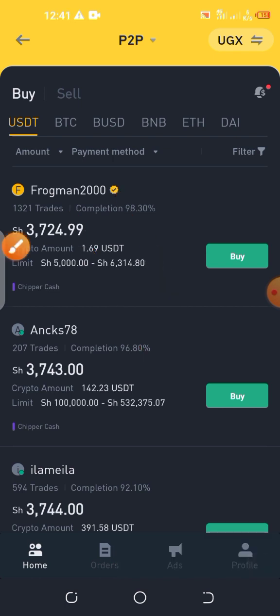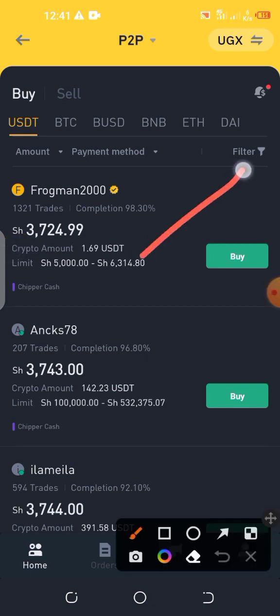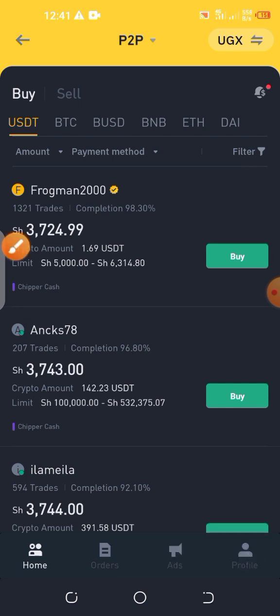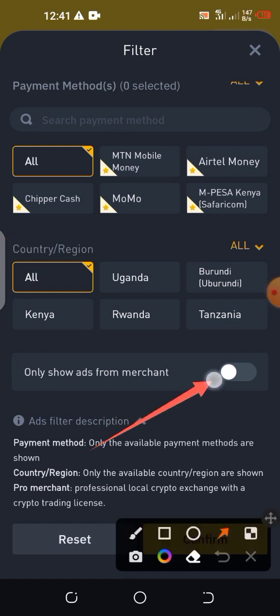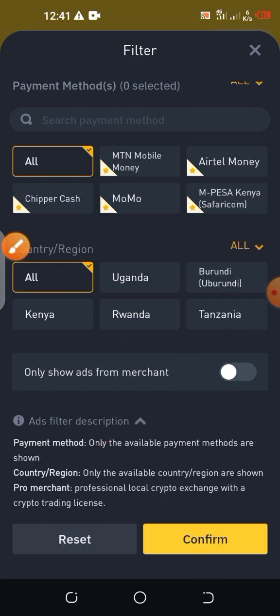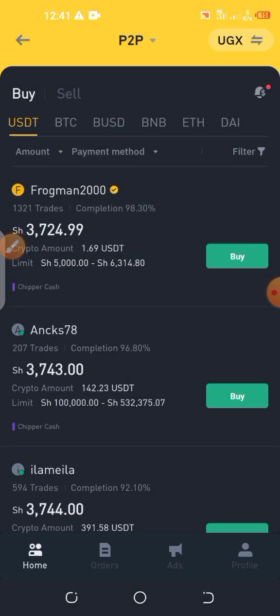If you're new to Binance and you're a beginner, I would advise you to always check out here on filter. Then you come all the way to this part here: only show ads from merchants. So here we'll be able to see the prices listed for USDT, but only from verified merchants on Binance, so that you can reduce the risk of being scammed. But if you've been using P2P, I'm sure you are able to identify legit traders, legit merchants.